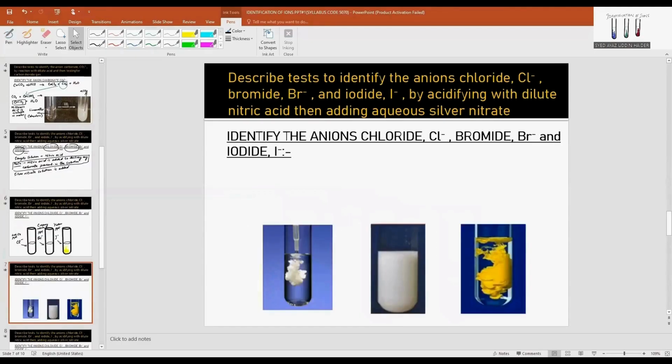Now I will show you the original colors of the precipitate obtained. This one is of chloride, Cl-. You see the white precipitate. This one is bromide, creamy white. Iodide, yellow. I will write it again. White PPT. Here you get creamy white PPT.